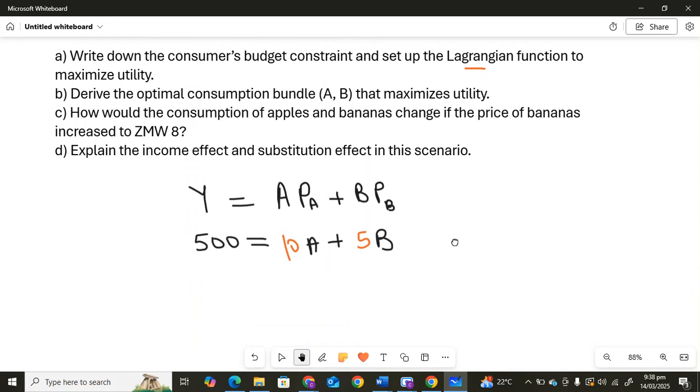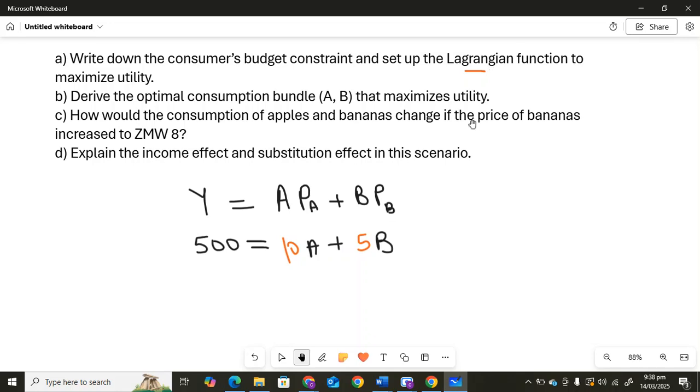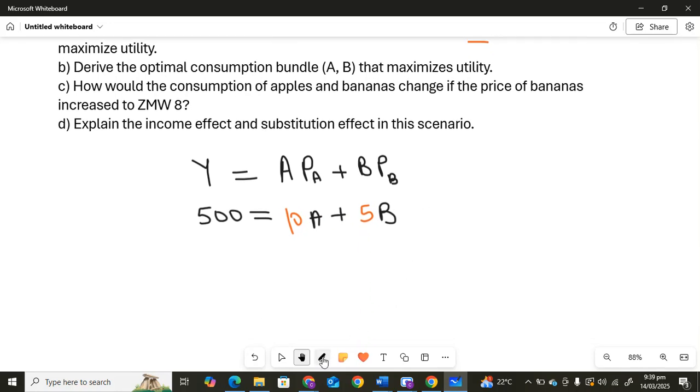Okay, now we have to set up the Lagrangian function, because this Lagrangian function is going to help us determine how many units of good A and good B we need to consume so that we maximize utility. Because remember, the main point of this question is we want to find, for this person, how many apples and bananas should they buy so that they are very satisfied with the 500 kwacha which they spent. So we now set up the Lagrangian function.